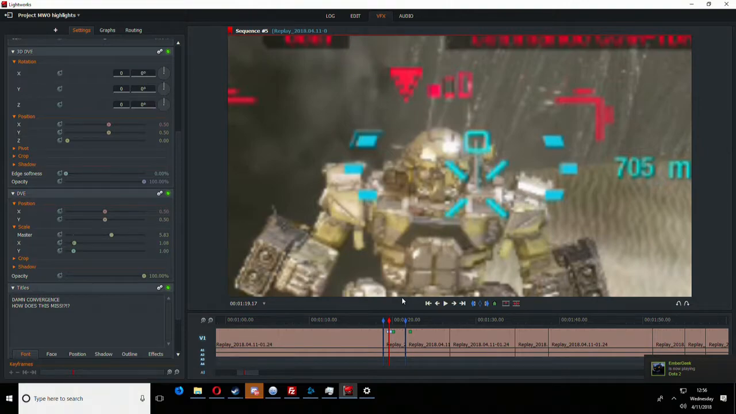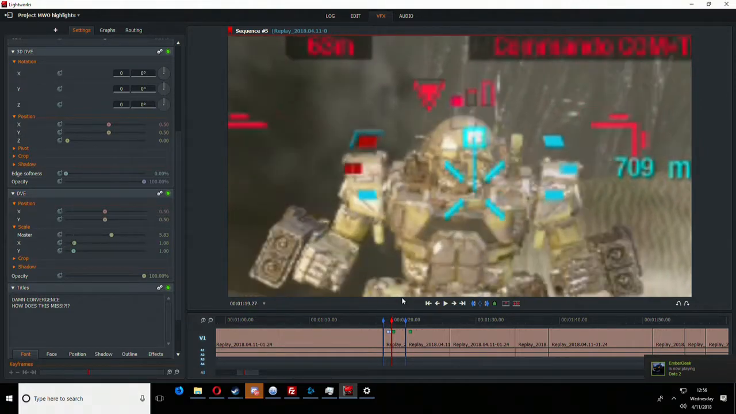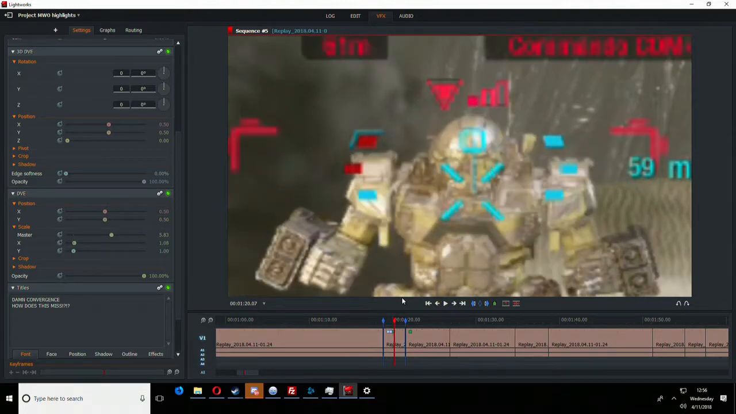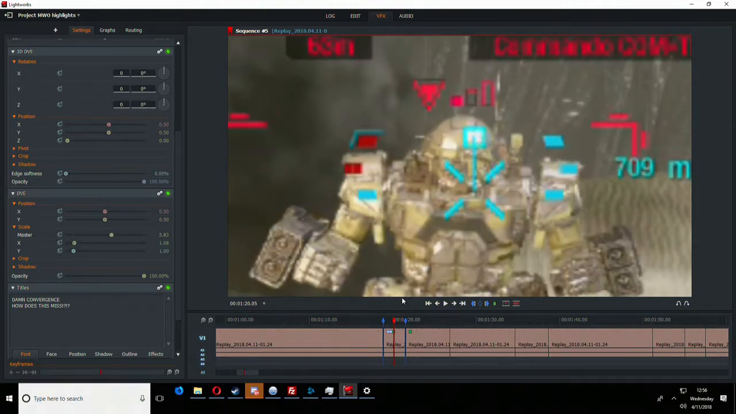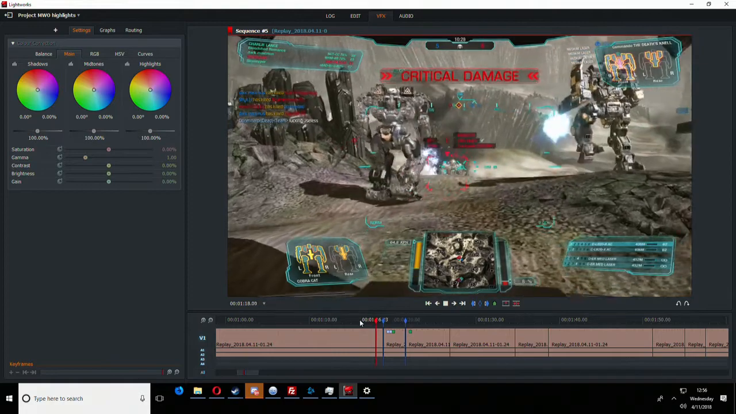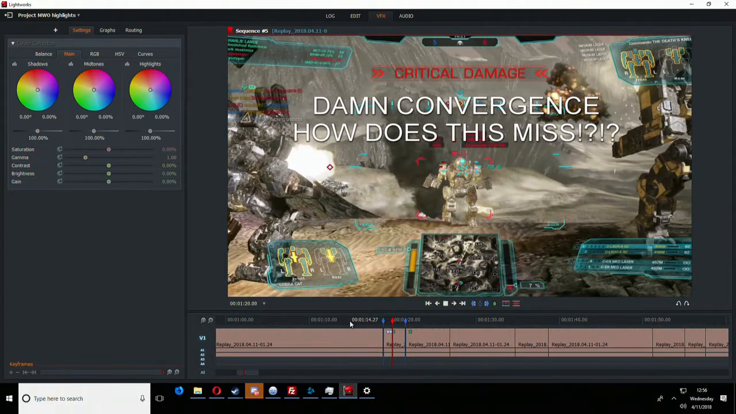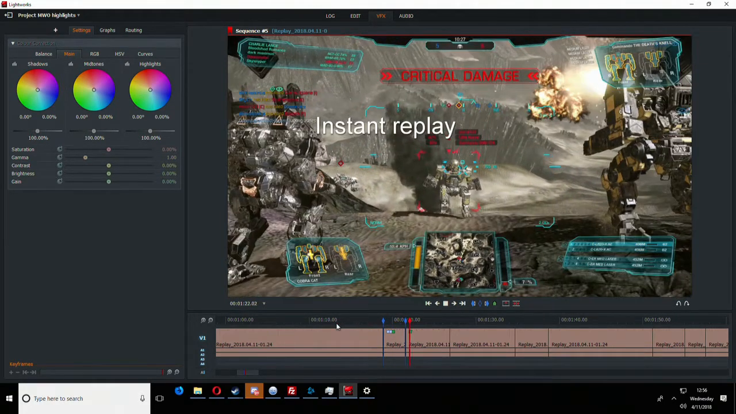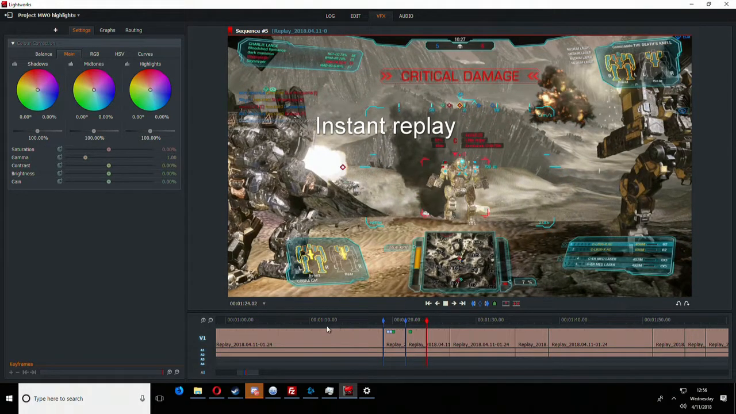So we're at 705 meters here. Till right there. So that's still not 59 meters. That is acquired. Boom. Should have had him dead to rights.